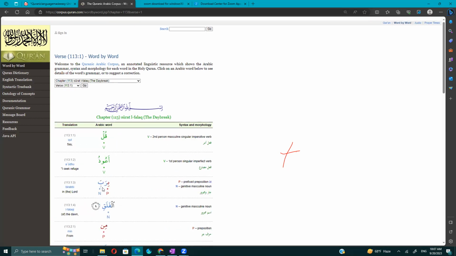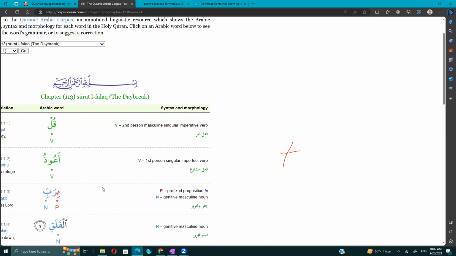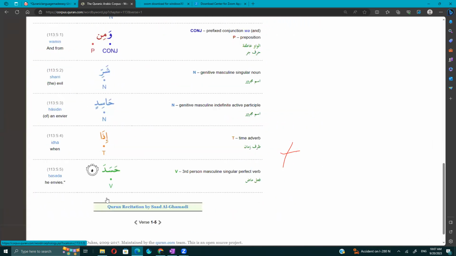Now let's take Suratul Falaq. Qul a'udhu bi rabbil falaq. Now tell me which is the huruful jar here? B, right? What was the rab before? How was it? Rabbu, right? Because of the huruful jar B, it became bi rabbi, like in the Lord. Okay?